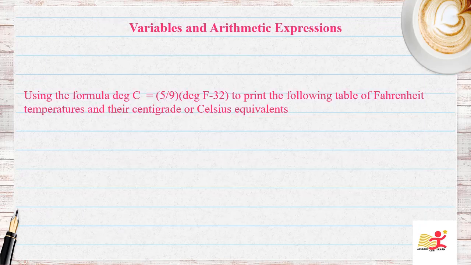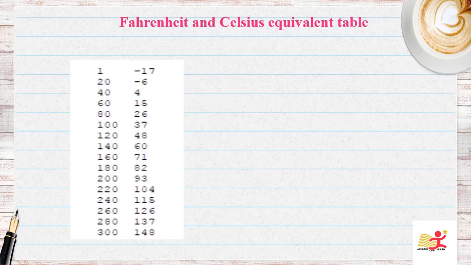Next topic is variables and arithmetic expressions. In order to understand this topic in a better way, we'll try out the program to convert temperature in Fahrenheit to temperature in degree Celsius using the formula C is equal to 5 by 9 into temperature in degree Fahrenheit minus 32. The table here shows the temperature in Fahrenheit and its Celsius equivalent temperature. So our program should produce this table as an output.